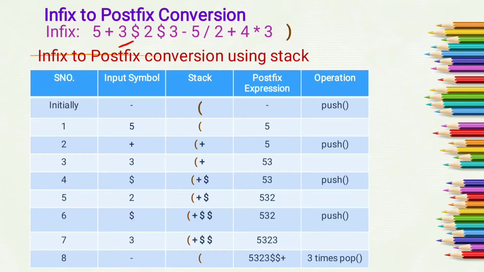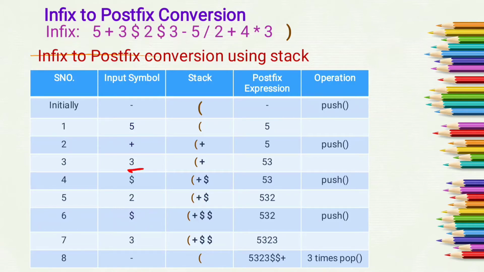Next is 3, which is an operand. We add it into the postfix expression. Next is power. As power has higher precedence than the plus operator, we push it into the stack. So power will be pushed into the stack. Next input symbol is 2, which is an operand. We add it into the postfix expression. Next is dollar. Here you can see dollar and dollar both have the same precedence, so we push this dollar over the dollar of the stack.